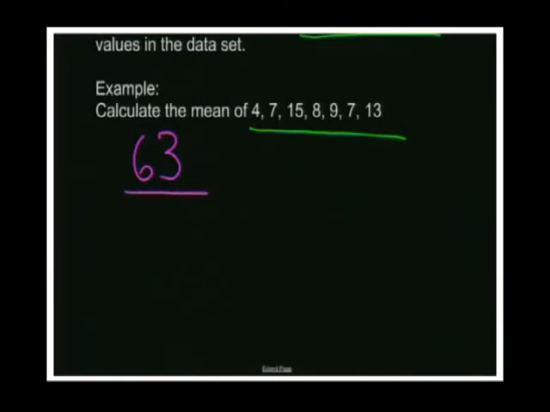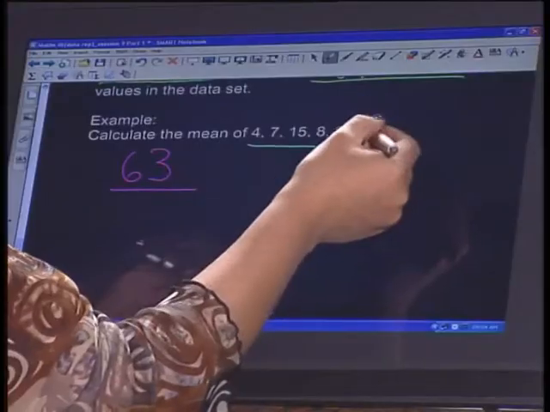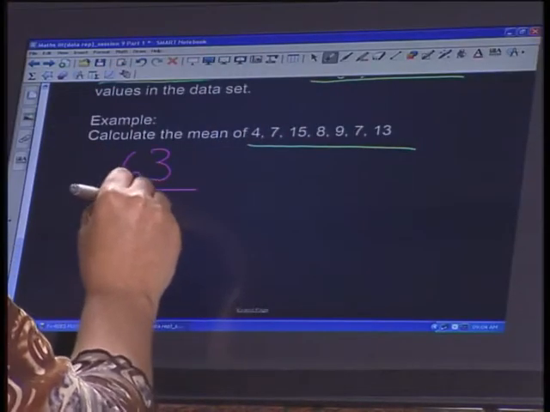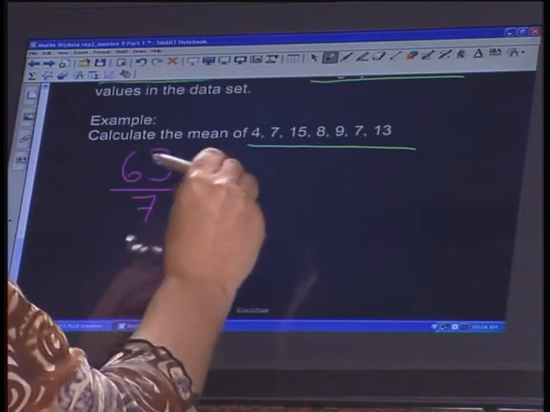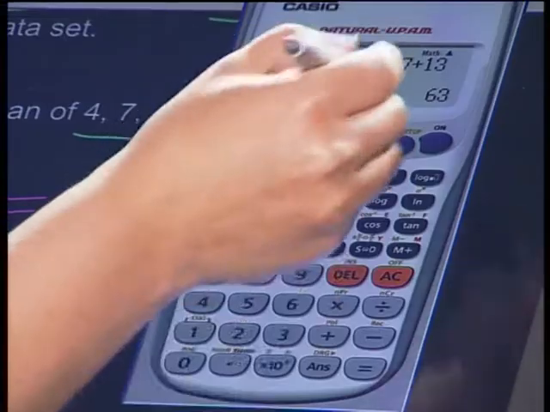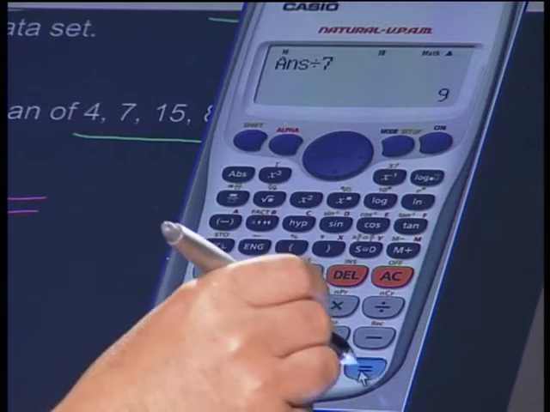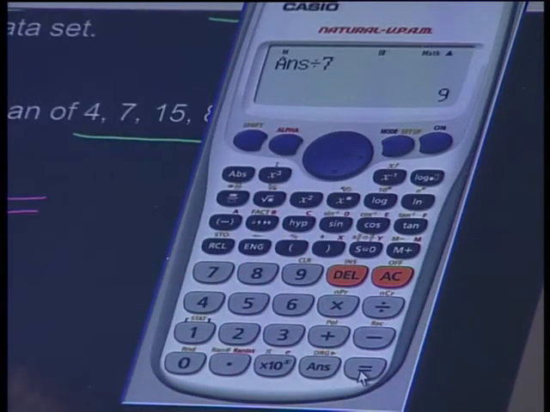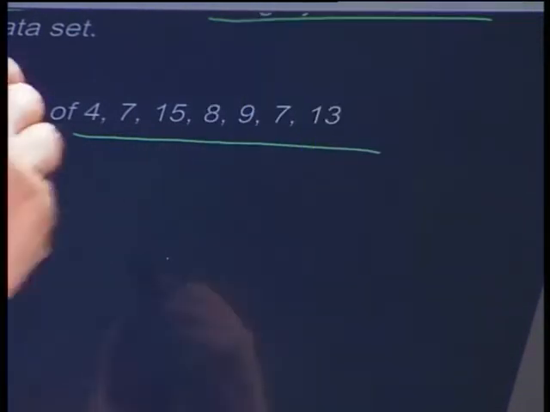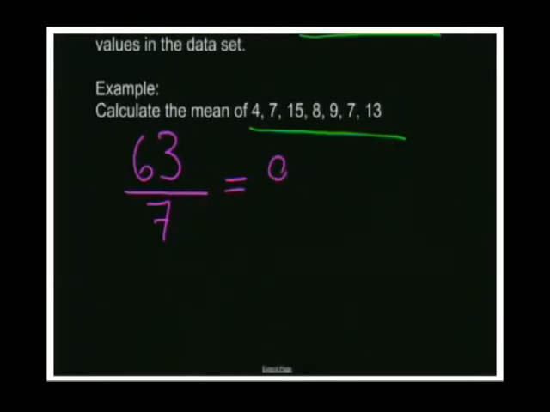So the total that we added up was 63. Now, how many of these are there? We've got 2, 4, 6, 7. We're going to divide by 7. Take our answer, divide by 7 equals 9. I don't think I needed a calculator for that. So my answer to that is 9.